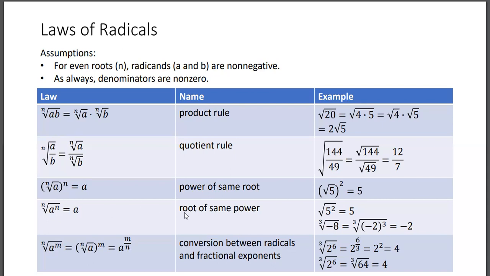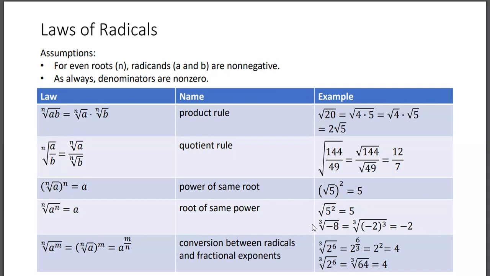Similarly, we have the root of the same power. Here, the nth root of A to the n, with the exponent being under the radical sign. Again, these are inverse operations and you get A. Example here, the square root of 5 squared is 5.